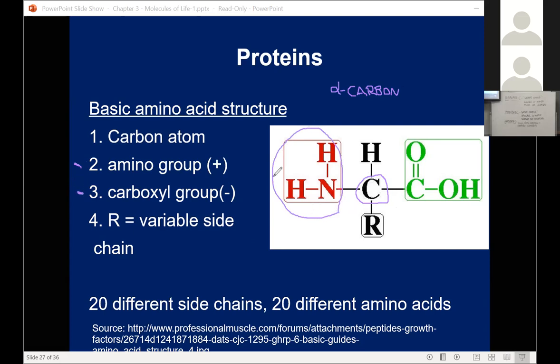Carboxyl group, by now I hope you guys should recognize this as well. So the carboxyl group is over here in green. And R equals a variable side chain. There are 20 different variable side chains, okay? One side chain for each of the 20 different amino acids. Okay, so R is going to be one of 20 different variable side chains.